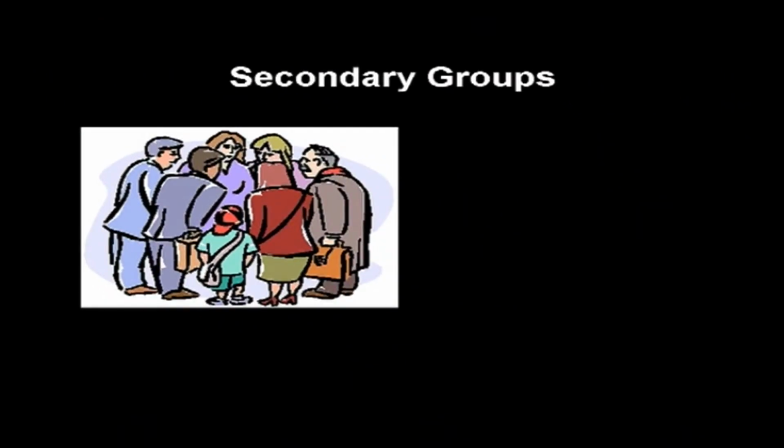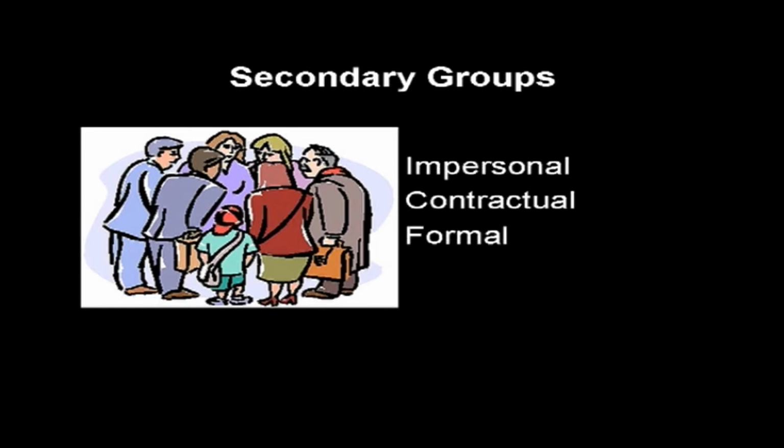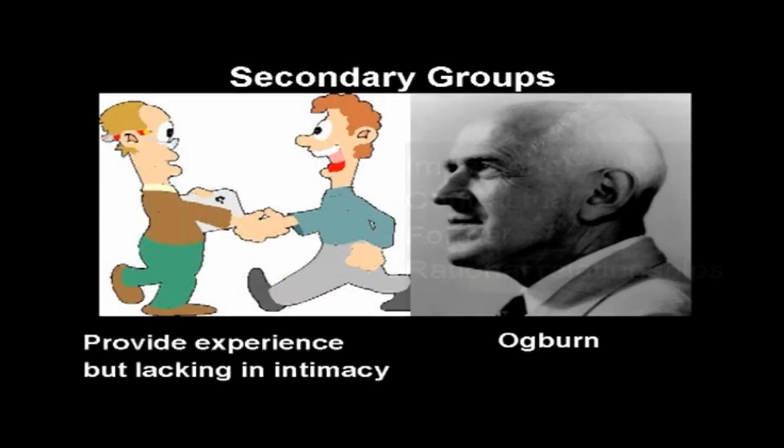Now, we will see some of the definitions of secondary groups. According to Francis Abraham, secondary groups are those groups characterized by impersonal, contractual, formal and rational relationships. Ogburn and Nimkoff say that the groups which provide experience, but lack intimacy, can be called secondary groups.